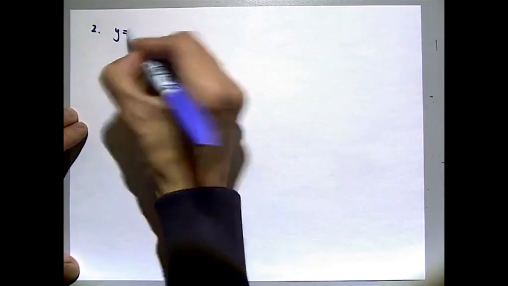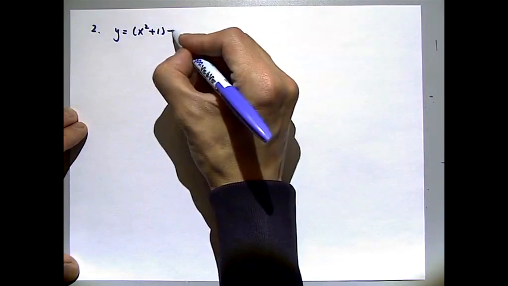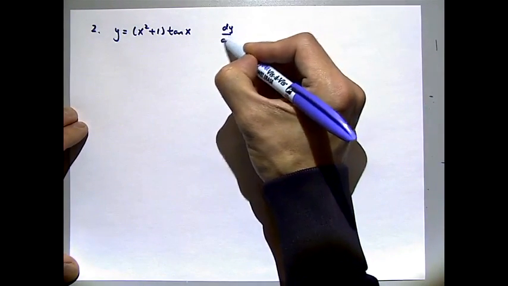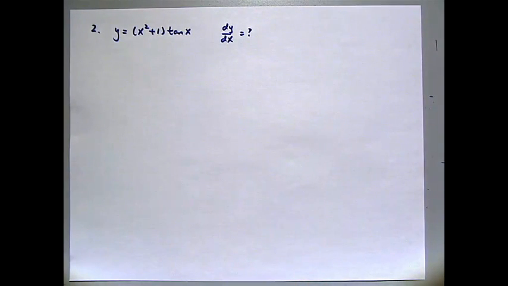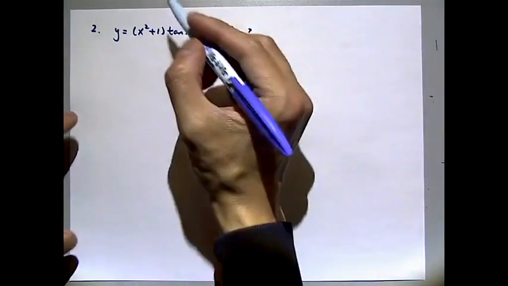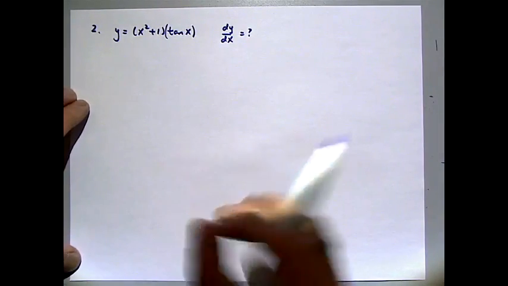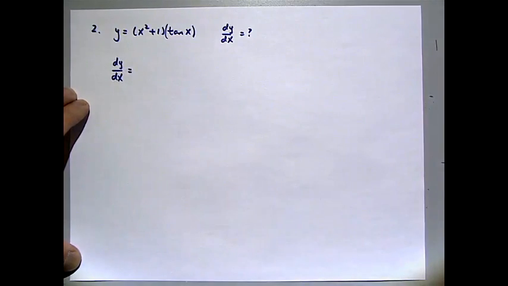Okay, problem 2. This one is a derivative problem. y is x squared plus 1 times tangent of x, and we're looking for the derivative. Okay, so this is pretty straightforward. You use the product rule, simplify as much as you need to match the answers. So nothing special about this.